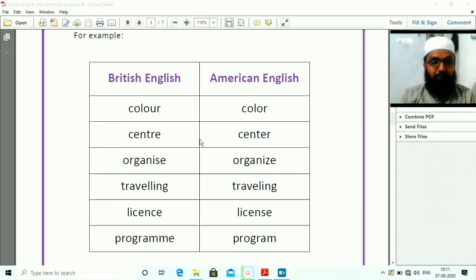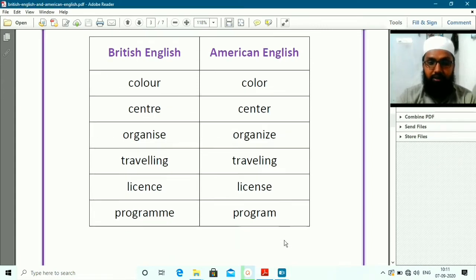Organize. In British English we have to use "ise", organise. In American English we have to use "ize", organize. In travelling, in British English we have to use a single L, whereas in American English we have to use only one L, traveling. Whereas in licence, we have to use "ce" in British English, and in American English we have to use "se". Like that, in programme we have to write "me" at the end, whereas in American English we should not write "me" at the end.